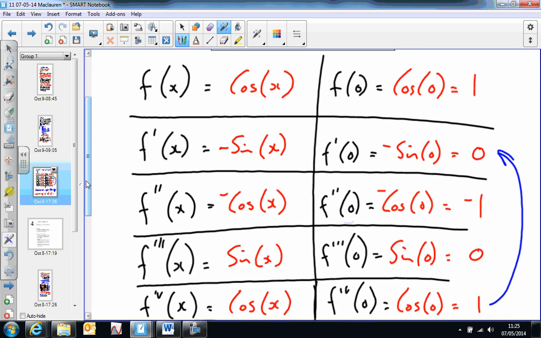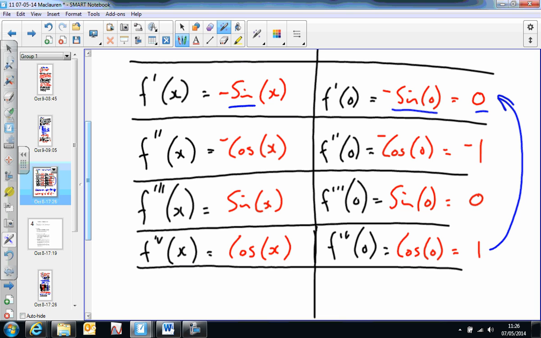Our function is the cos of x. So the first thing to do is, what's the value of the function when x is 0? What's the cos of 0? The cos of 0 is 1. So our first constant is 1. Next we differentiate. What's the differential of cos x? Minus sine x. Once we differentiate it, we find the value of that differential when x is 0. What's minus sine of 0? 0. Then we find the second differential.